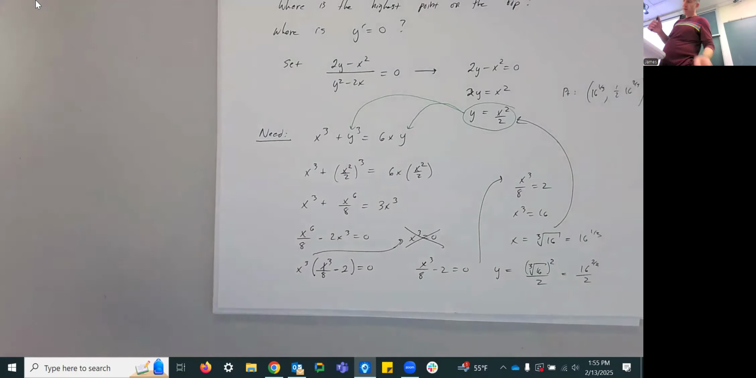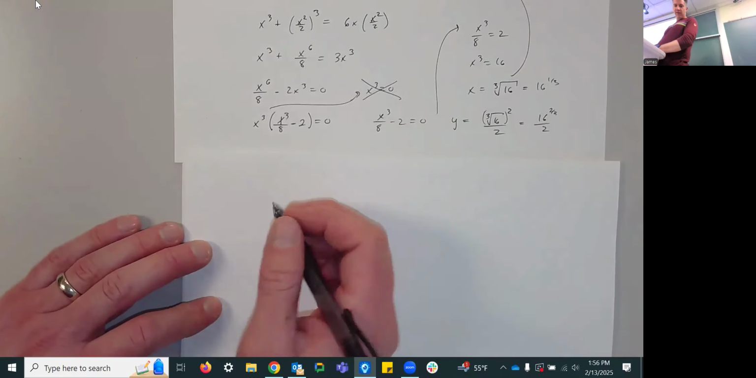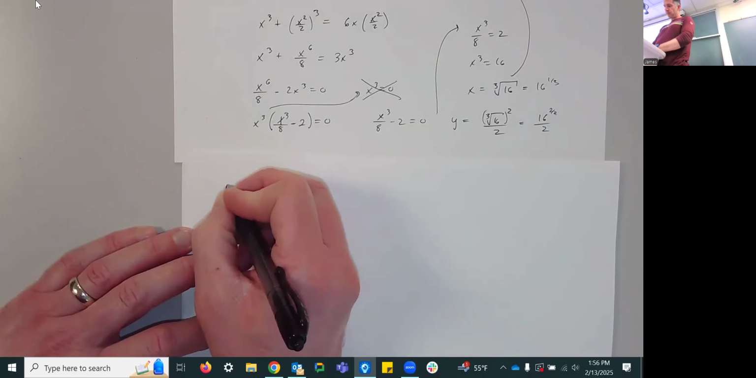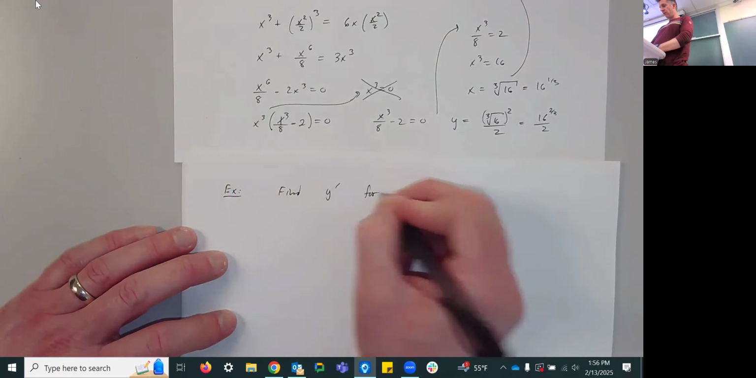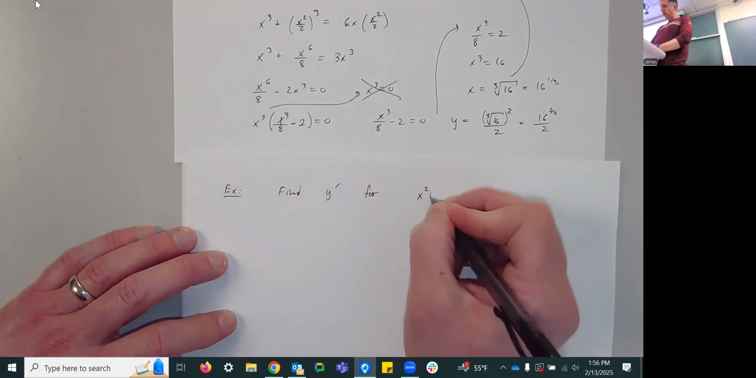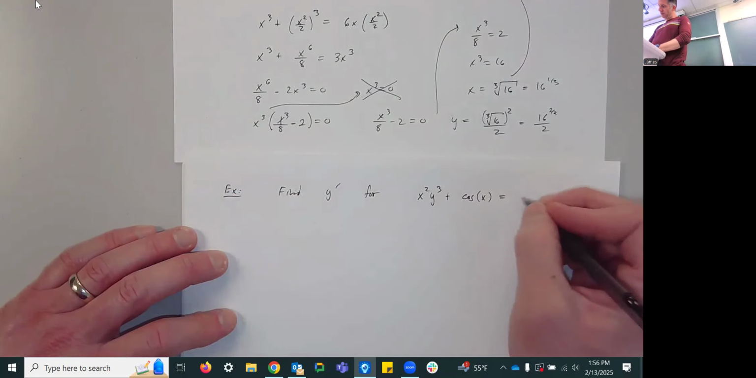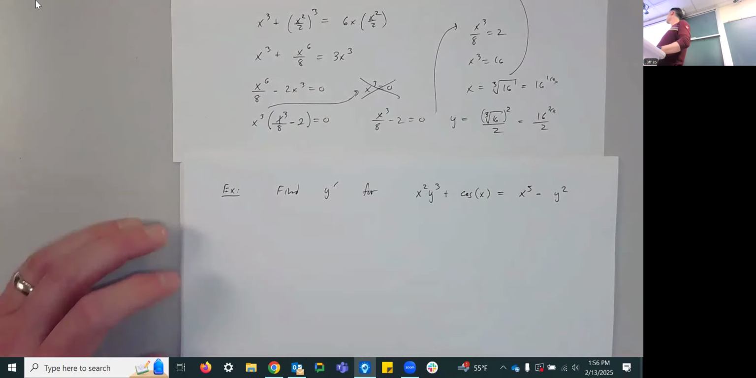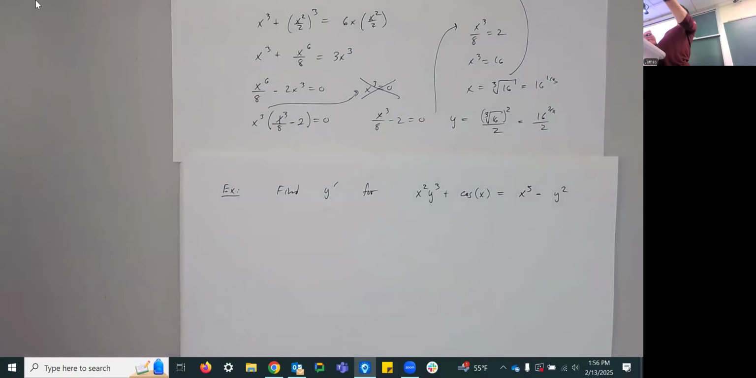Here we go. So let's look at a more typical example of an implicit differentiation question. And I feel like there are kind of two varieties here. Let's look at this first one. We want to find y prime for the equation x squared y cubed plus cosine of x equal to x to the fifth minus y to the second. So our job here is simply to do the following things: differentiate both sides, isolate y prime, solve for y prime.